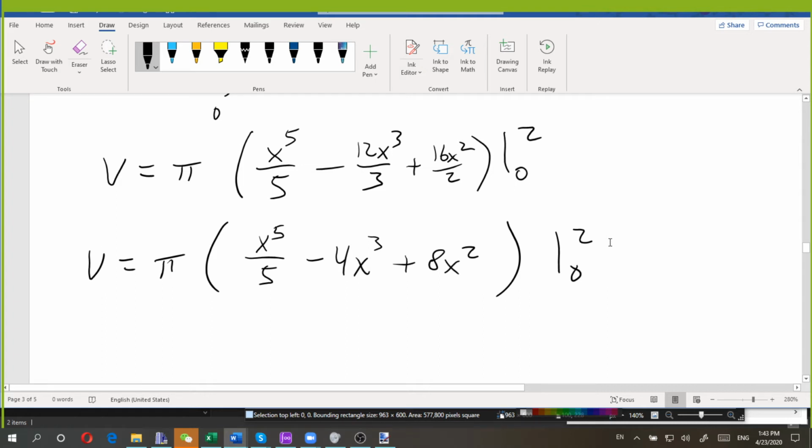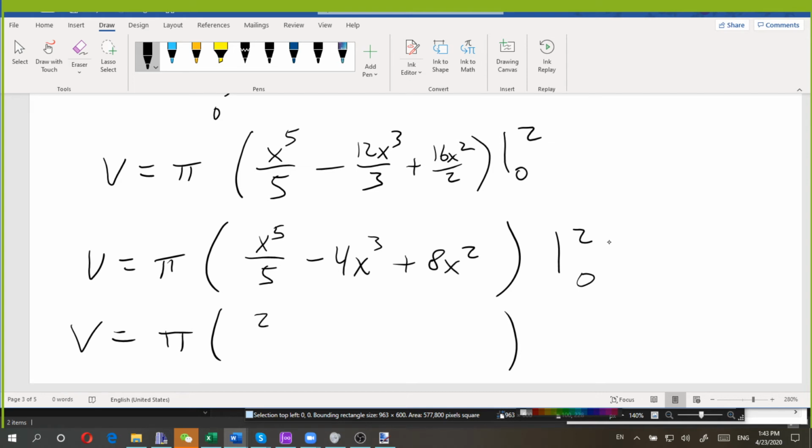All right. And I had Kyle plug in last time too, so I'm going to skip Kyle. Let's jump back to Andrew then. So I want to plug in my upper bound and subtract my lower bound. Okay, so 2 to the 5th power over 5 minus 4 times 2 to the 3rd power.